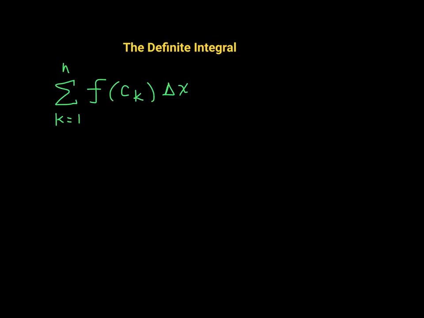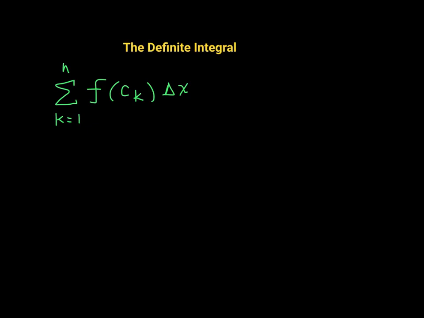Remember, this is the sigma notation we were using to approximate the area. This is the sum of each of the areas of the rectangles. f of c sub k represents the height of each rectangle, and c sub k is some point within each subinterval at which we are evaluating our function. This gives us the height of our rectangles, and delta x represents the width of each rectangle.